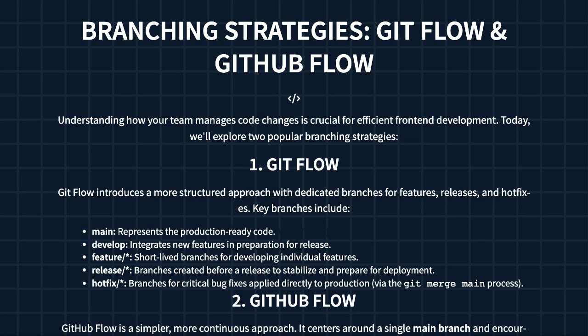GitHub Flow is much simpler. Basically, you start on the main branch, create a new branch every time you want to work on something, make your changes, and merge them back in. This works really well if you're using automated testing and deployment. It's all about keeping things moving quickly.